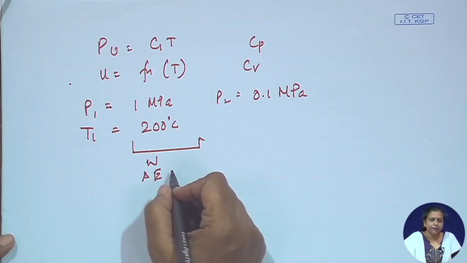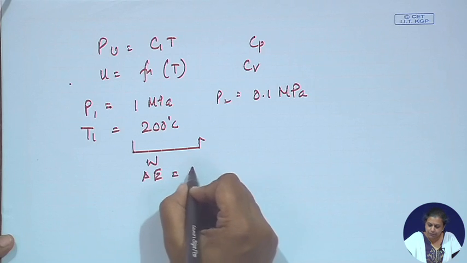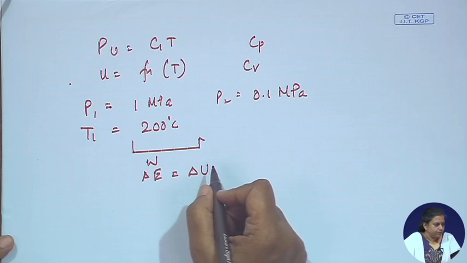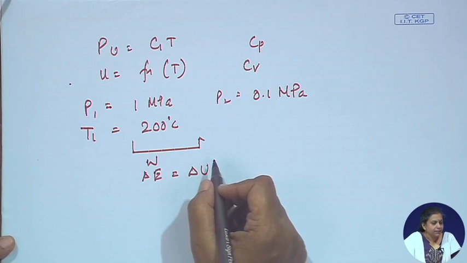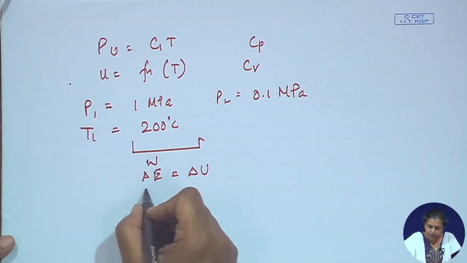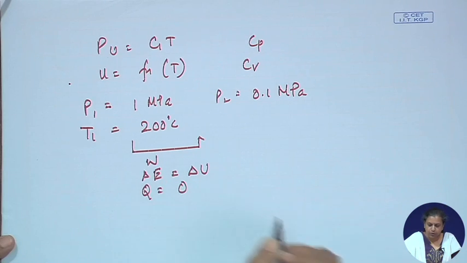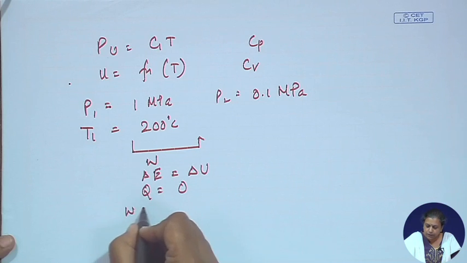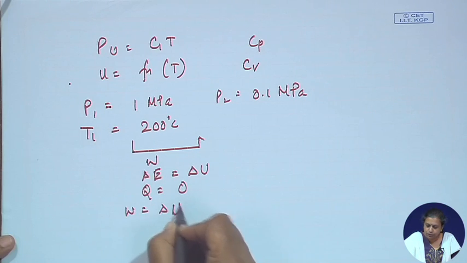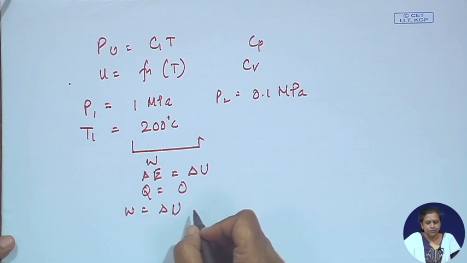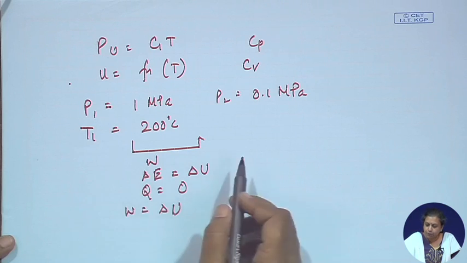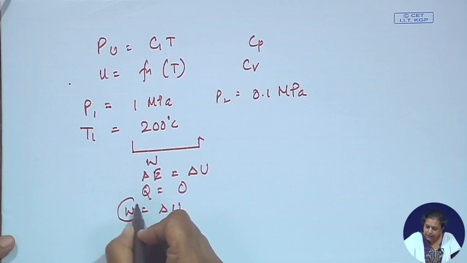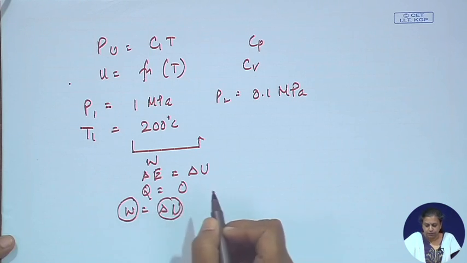It is delta E, but for this case delta E will be equal to delta U. And since it is given that it is an adiabatic process, for this particular process Q equals 0, and therefore, from the first law, W will be equal to delta U or delta E in this particular case. So the problem reduces to finding either W or delta U, right.